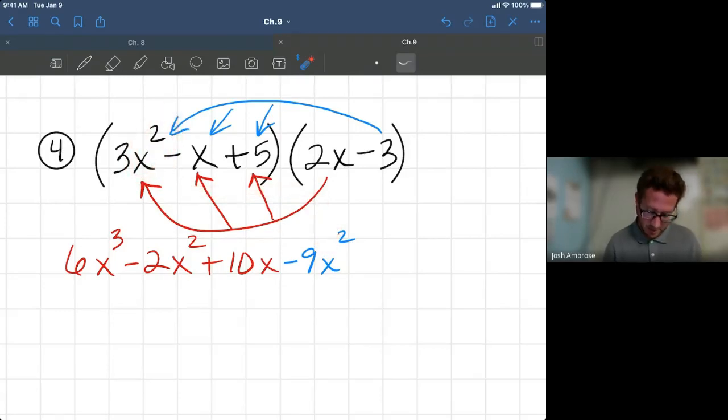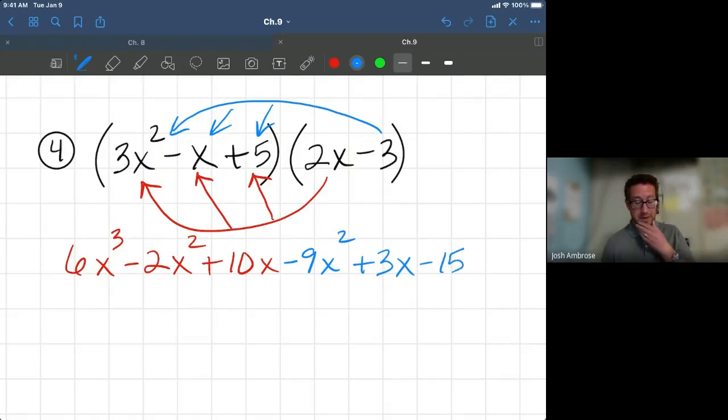Okay, next part. Negative 3 times a negative 1. Don't forget, that's a negative 1 and a negative 3 would give me a positive 3. And then the x needs to get tagged onto that. There's the x, there's the x. Okay, now negative 3, positive 5, it's going to make a negative 15. Okay, let's find our like terms.